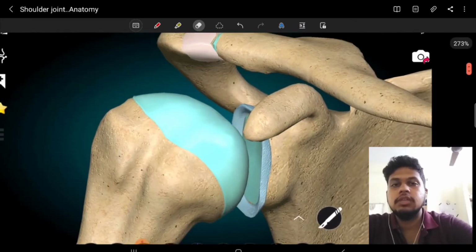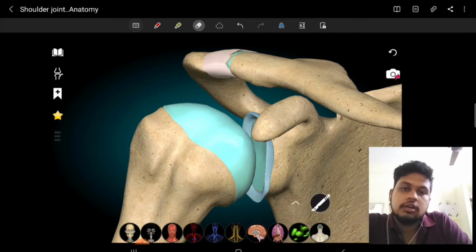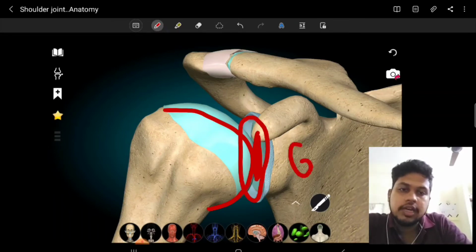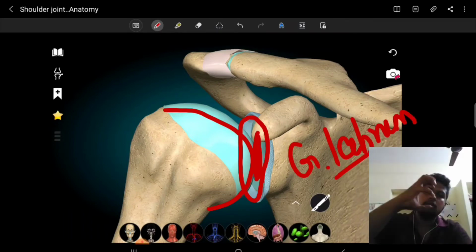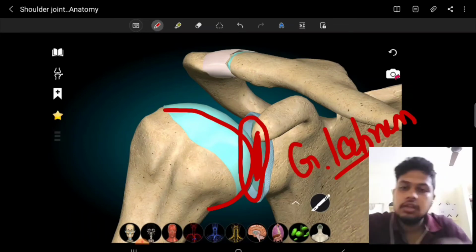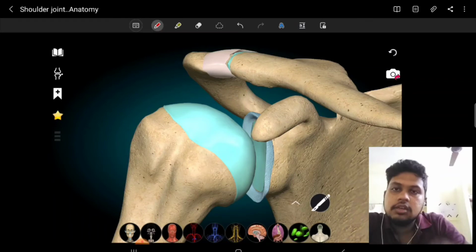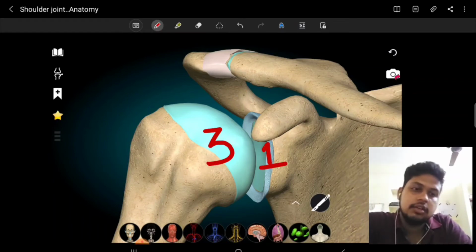Okay, in this image we have removed all the ligaments and made the joint more visible. As you can see, this is the head of the humerus, this is the glenoid cavity, and this rim-like structure surrounding the glenoid cavity is called the glenoid labrum. It helps to hold the head of the humerus. Also, from this diagram, it is very evident that the head of the humerus is almost 3 times bigger than the glenoid cavity.